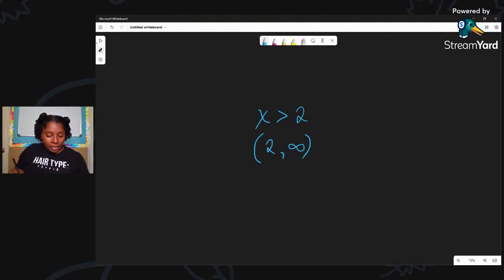And then how would this change if there's an equal to? Now 2 can be equal to 2, so 2 is included. How would this change? Gabby, tell me what I would change here in this interval. Before, this was x is just greater than 2. But now when we have x is greater than or equal to 2, what's going to change?